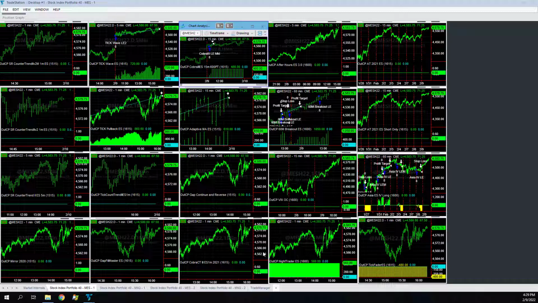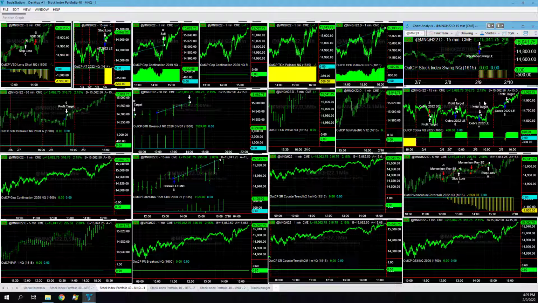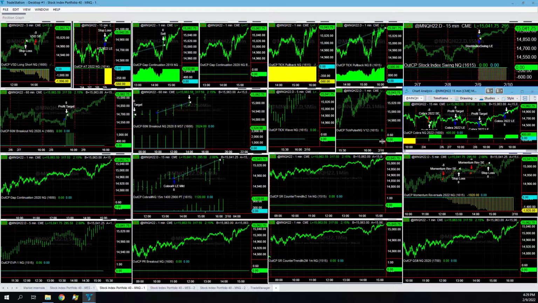And so a lot of strategies on the long side, and this portfolio did well on the micro ES, on the micro NASDAQ. We had a lot of strategies do well on the long side as well. We had some lose on the long side. Stock index swing loss. Cobra 2022 has 4 winners in a row. Momentum reversal lost today. 2 losers in a row. It's just a trend environment instead of a reversal environment.